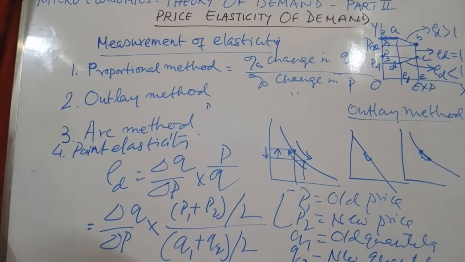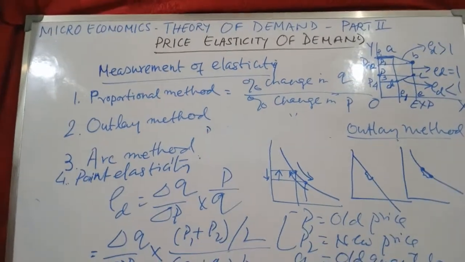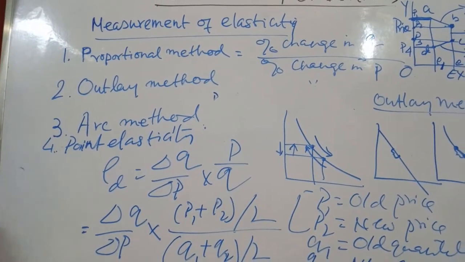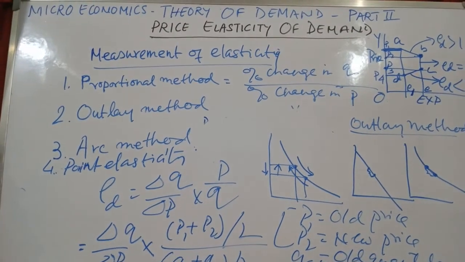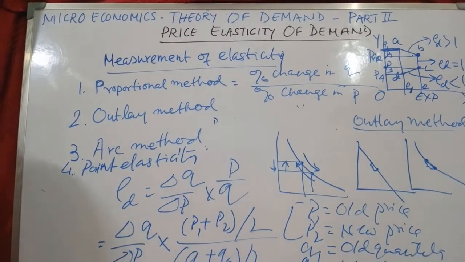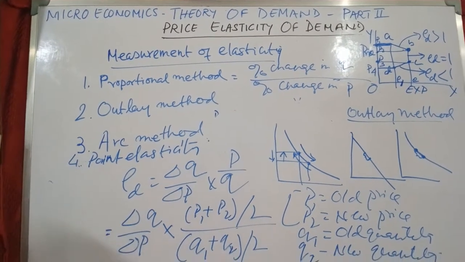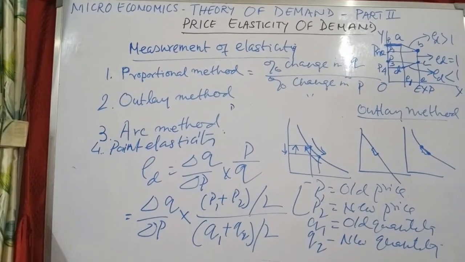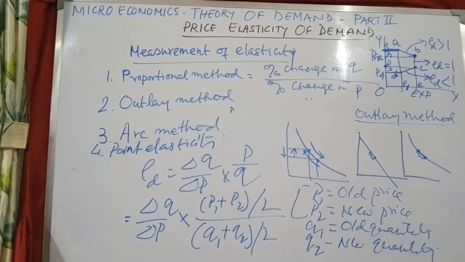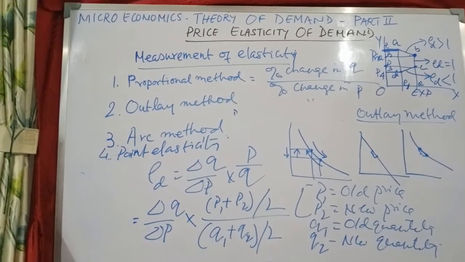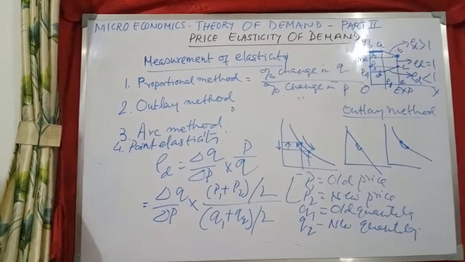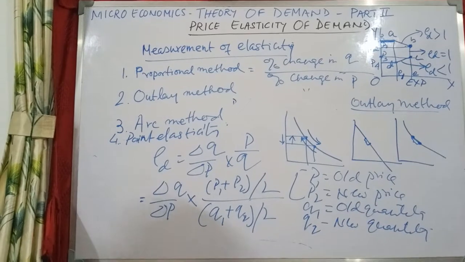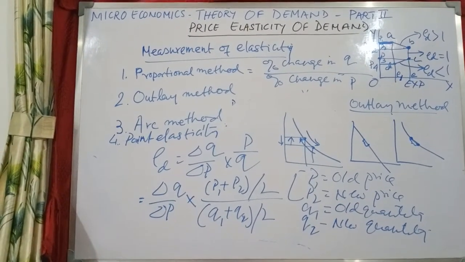In proportional method, the formula is percentage change in Q divided by percentage change in P, and in outlay method, the total expenditure is related to price instead of quantity. If as a result of fall in price of the commodity total expenditure increases, then ED is greater than 1. If the total expenditure remains same, then ED is equal to 1, and if the total expenditure falls as a result of fall in price of the commodity, then it is less than 1. Correct?